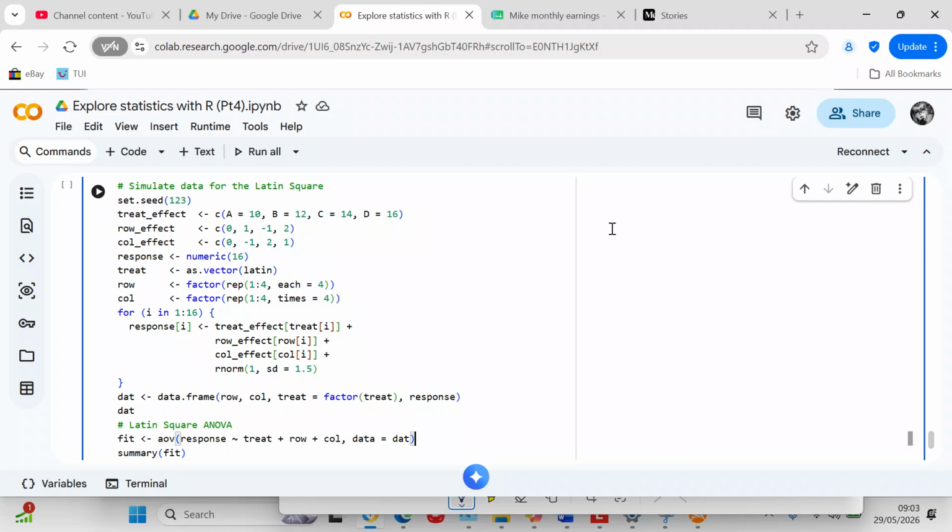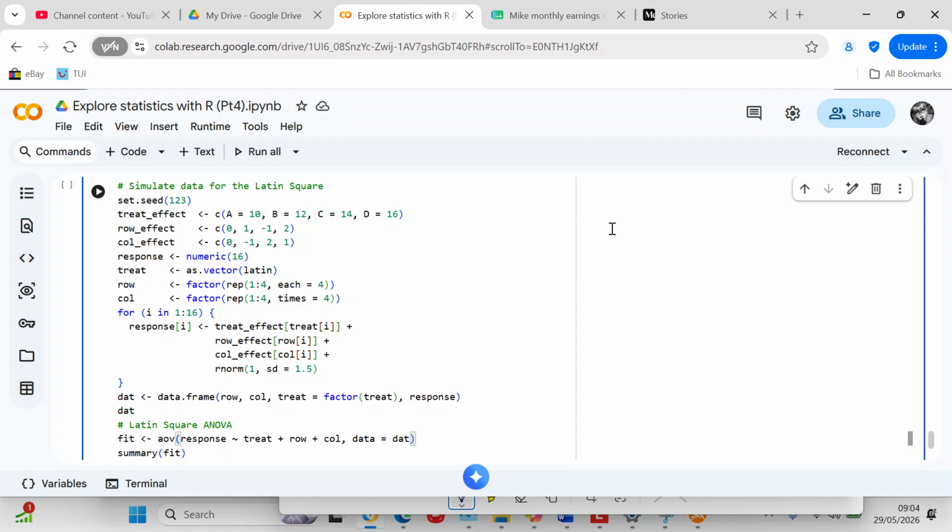And now we're going to create a for loop for i in 1 to 16, because you know the number of elements in the response is 16, and 4 times 4 is 16. So i in 1 to 16. If you're accustomed to programming in Python, remember that the first number in Python is 0, but the first number in R is 1.